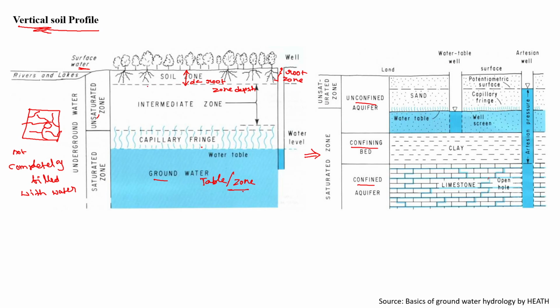As in the left side plot, we have shown that underground water has two zones: the unsaturated zone and the saturated zone. In the unsaturated zone, it may have some water table. If the water table is at this particular location, then up to here it is the unsaturated zone, and just below that the water table exists. At the bottom of the water table, we have a solid, which can be either clay or rock.